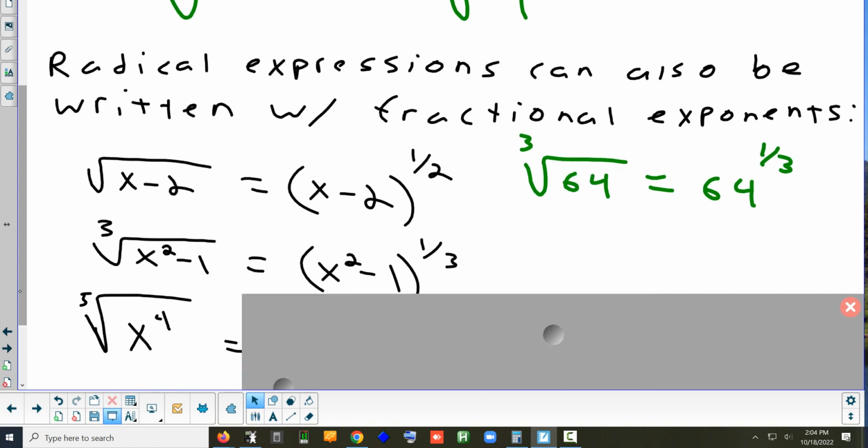How about a 5th root? What exponent do you think you would use if you wanted to take the 5th root of something? So we did a 2nd root, we did a 3rd root. This is a 5th root. Yeah? 1/5. 1/5.